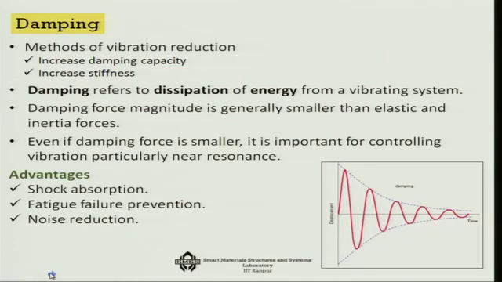Now, this method of vibration reduction actually has two ways. One is the damping capacity and another is through the stiffness. Damping specifically refers to the dissipation of energy from a vibrating system. So, it is mostly the damping that is important, particularly during the resonance of a system. That means, when the natural frequency matches with the excitation frequency, it is the damping which plays the predominant role.